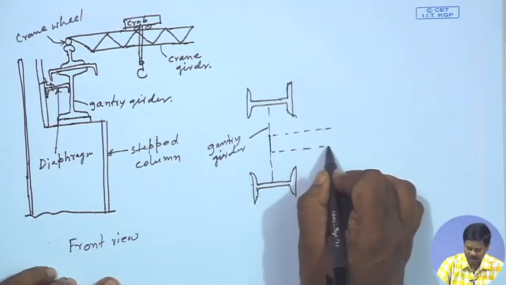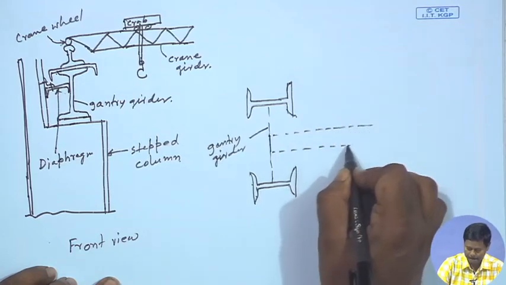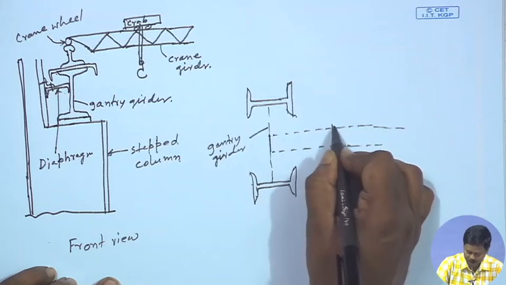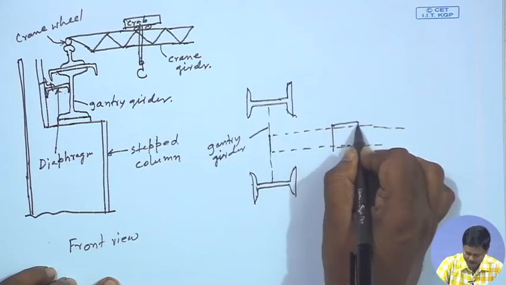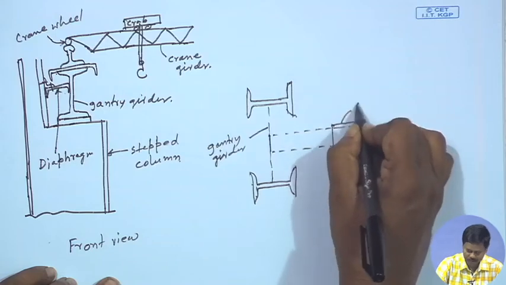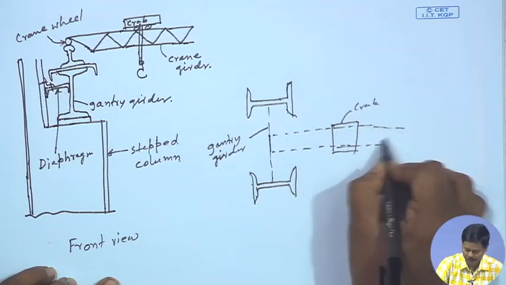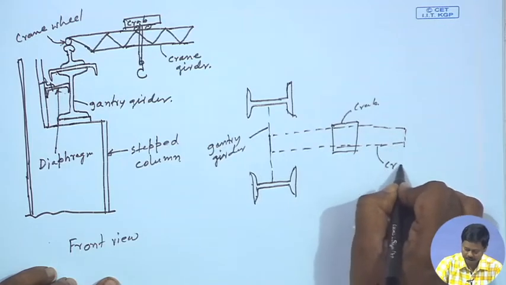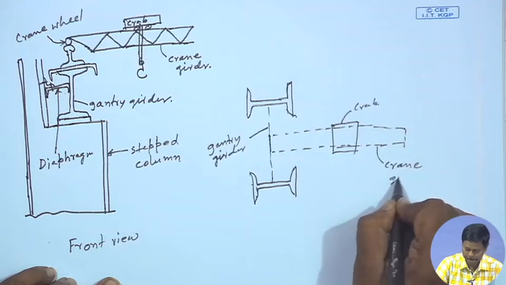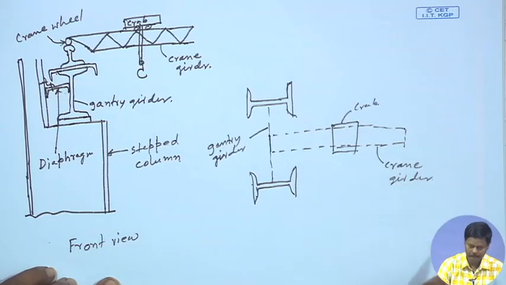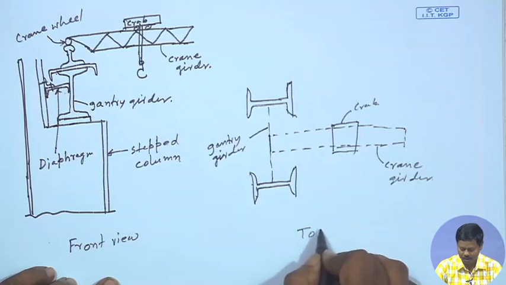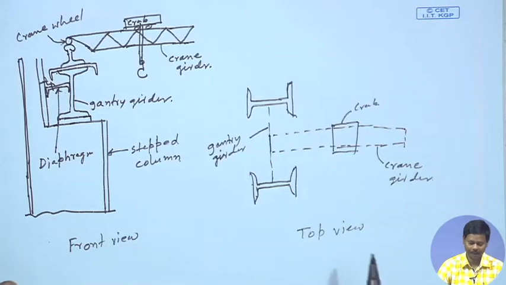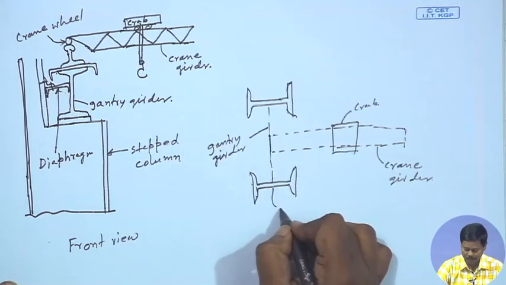is carrying a crane girder, in which a crab is placed. So, this is the crab. This is the crane girder. Right. So, this is the top view of the general arrangement. Right. This is the column.